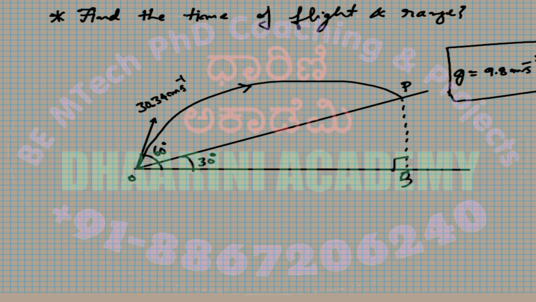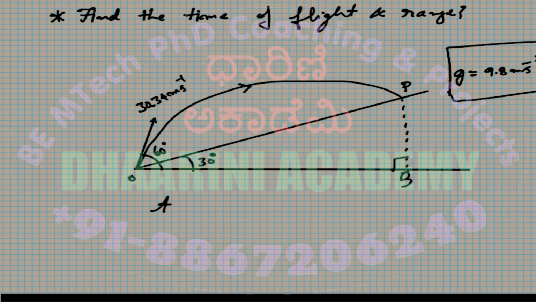One second. So the time of flight t is equal to 3.57 seconds, and the range that is OP is equal to 17.51 meters. All right.